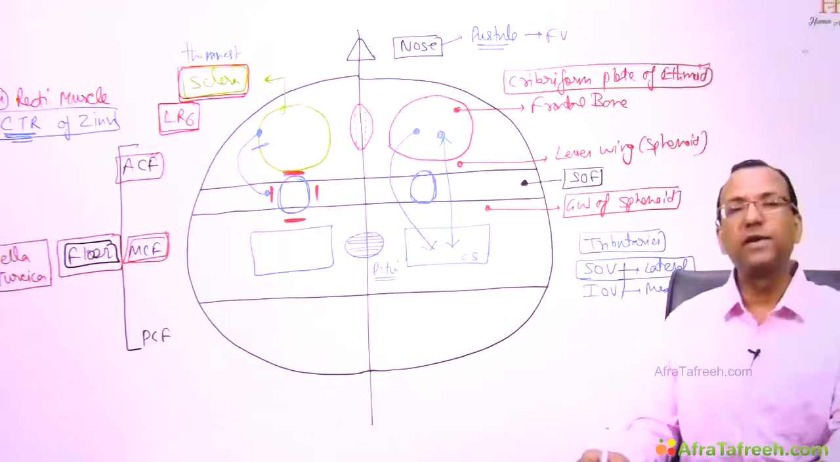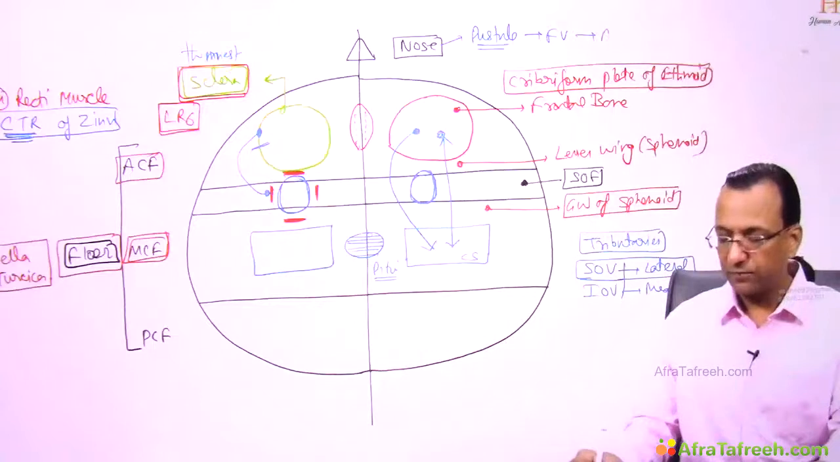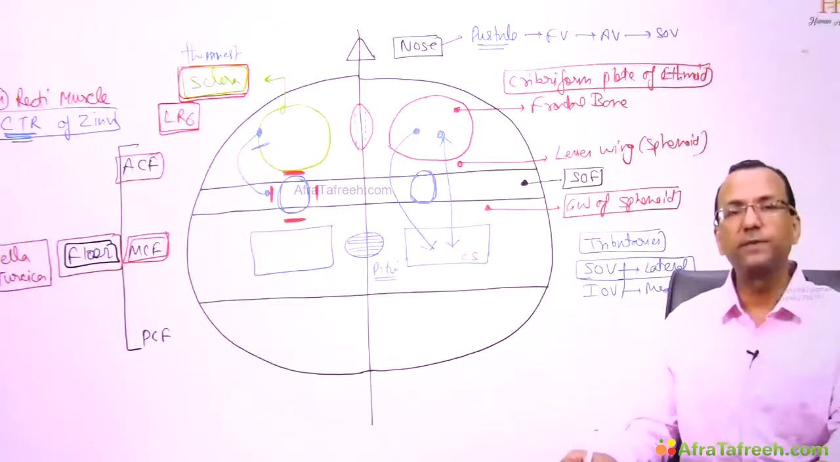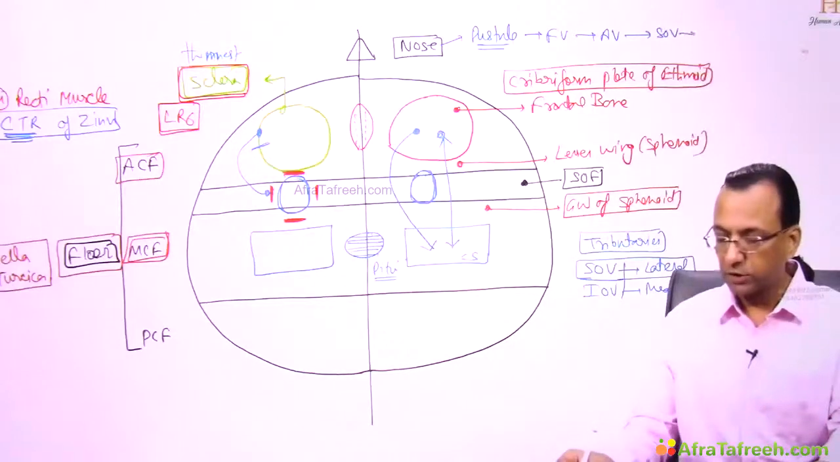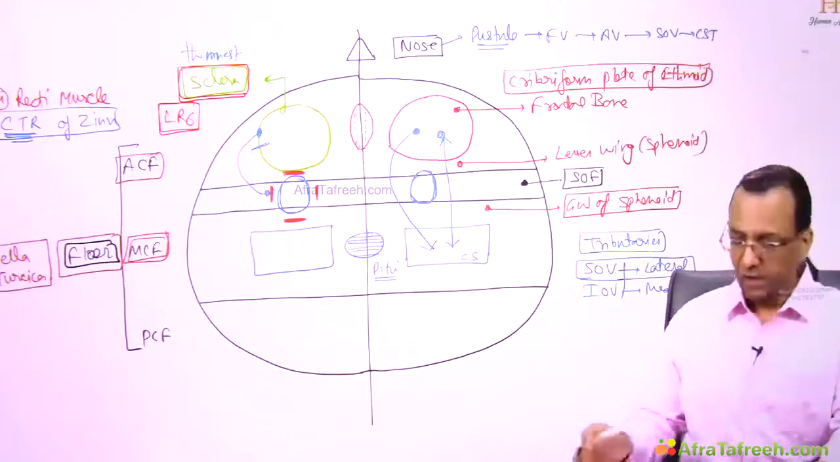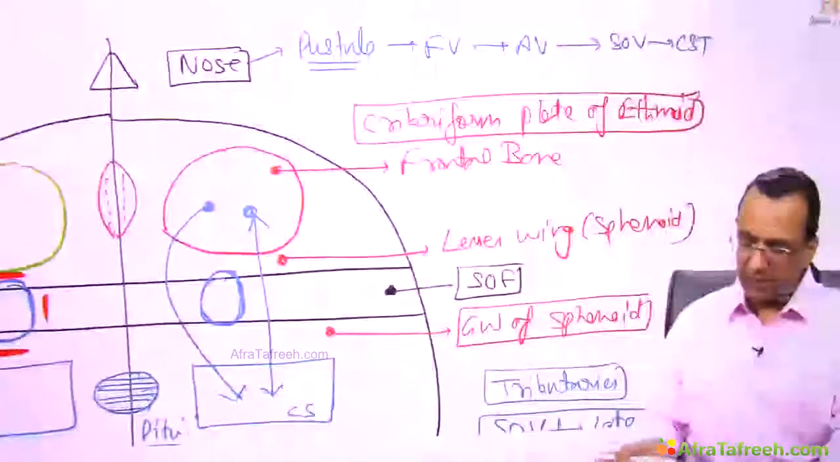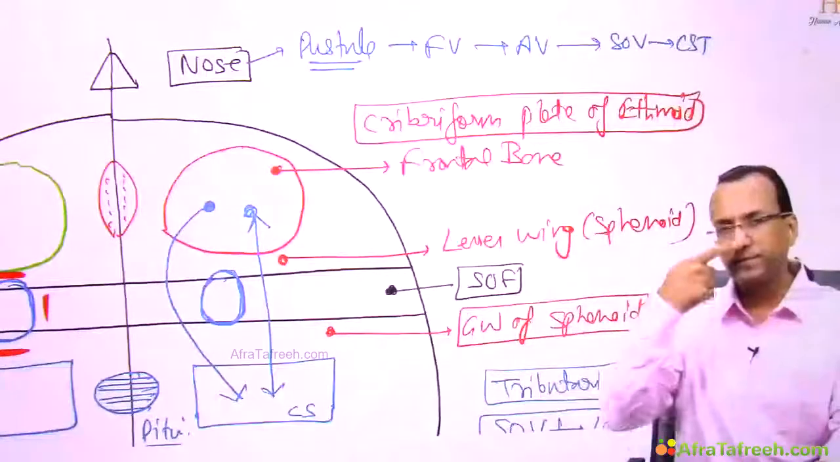And from the facial vein, where is it going? Angular vein. From the angular vein, where is it going? Superior ophthalmic vein. From the superior ophthalmic vein, where is it going? Cavernous sinus thrombosis. If you remember, we have discussed the dangerous area of the face.